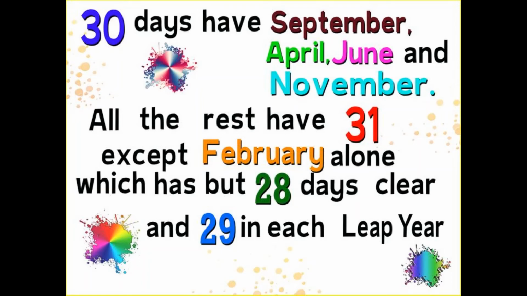rhyme. So the rhyme is: 30 days have September, April, June and November. All the rest have 31, except February alone, which has but 28 days clear and 29 in each leap year.